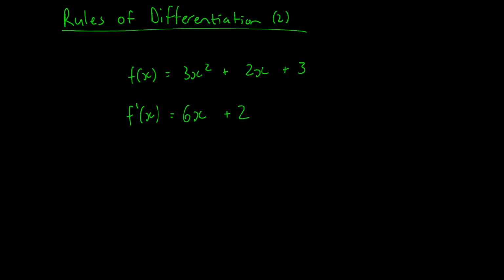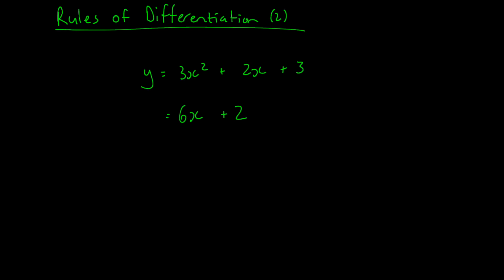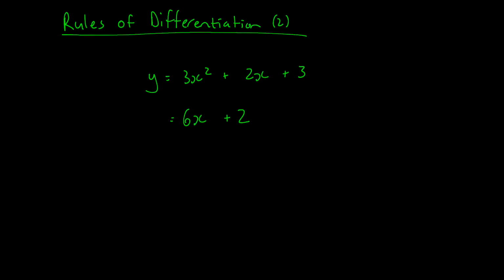And the derivative of the constant 3 is 0. Then we also looked at notation. If I just erase the f of x on the left hand side and put in y equals 3x squared plus 2x plus 3, the way that we then reflect the derivative is dy over dx is equal to 6x plus 2.